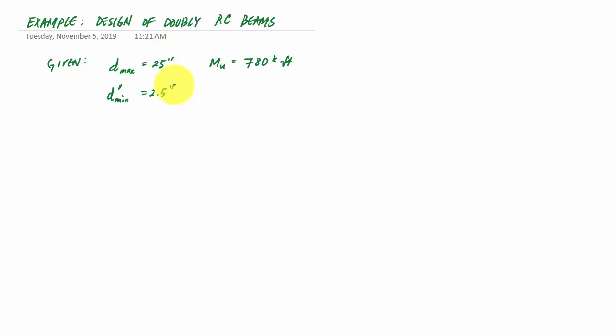And then I would like to design a rectangular beam cross section. f'c is 4 ksi with grade 60 steel, so the yield strength is 60 ksi. When we say design, what we really need is As required, and if we need it, As prime required: the area of tension steel and the area of compression steel.